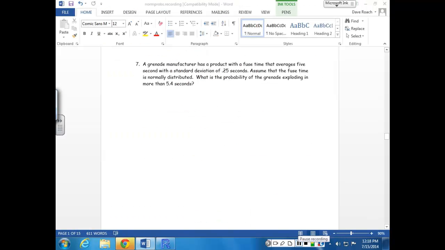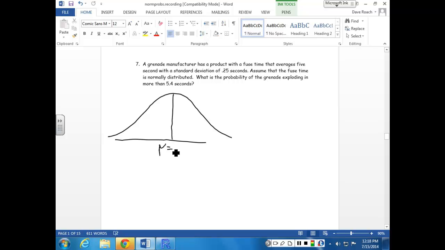So on the next one, I feel a little bit better than this one, more than 5.4. I'm okay if it takes longer than 5 seconds, if that's the average. You know, it just gives me a little bit more time to get under the rock. But the mean is 5. The standard deviation is 0.25. And I want to know greater than 5.4.